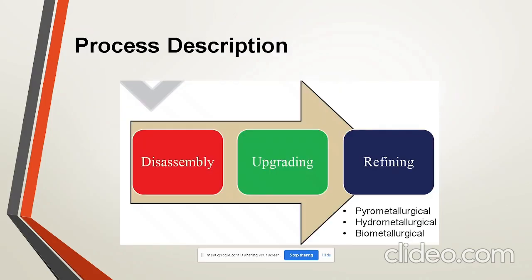This is the overall process description, that is disassembly, upgrading and refining. In the refining processes, we have the pyrometallurgical, hydrometallurgical and biometallurgical processes. We will see one by one what these processes are.